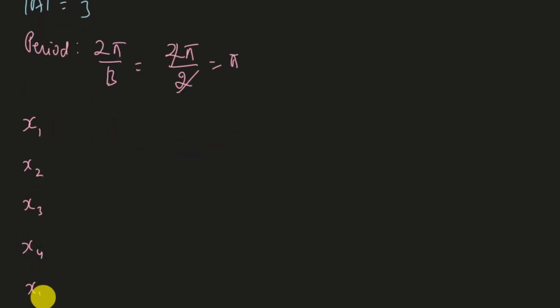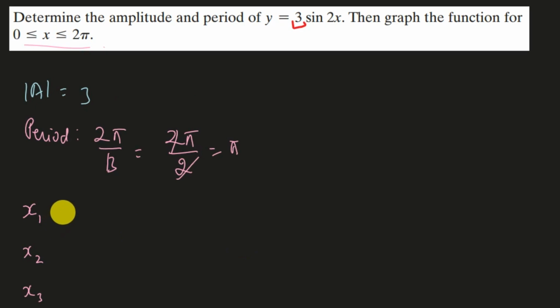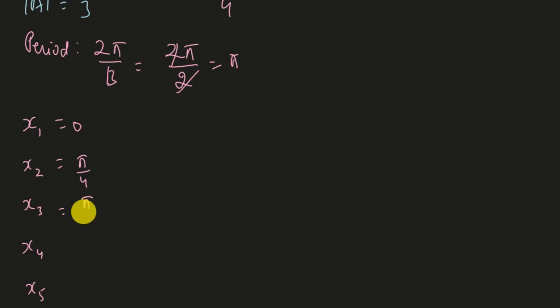Now how to find these key points? x1 is 0 here. We'll start from 0, and now the second key point: divide the period by 4, so that is pi by 4. Now add pi by 4 to it, so you'll get pi by 4. Again add pi by 4, you'll get pi by 2. Again add pi by 4, you'll get 3 pi by 4, and again add pi by 4, you'll get pi. These are the key points.